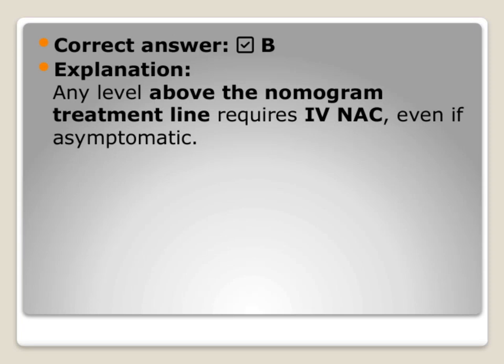Let's take a look at the correct answer, which is B. The key point here is that any level above the nomogram treatment line indicates the need for IV NAC, or intravenous N-acetylcysteine. This is true even if the patient isn't showing symptoms. So, even if the patient appears asymptomatic, if their position on the nomogram crosses that treatment threshold, IV NAC is indicated.